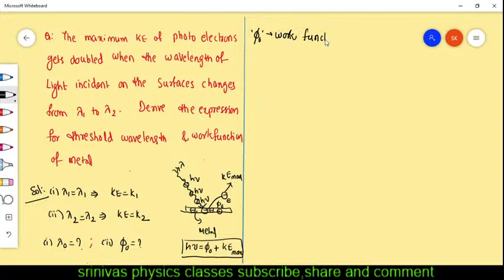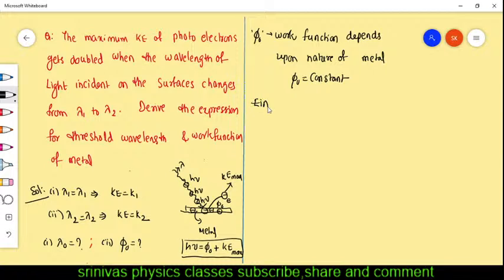When the light wavelength changes from lambda 1 to lambda 2, the work function does not change, because the work function depends upon the nature of the metal. In this case, the work function is constant. Why? Because the wavelength of light is changing, the metal we are not changing. The wavelength of light changes from lambda 1 to lambda 2. That's why the work function does not change.